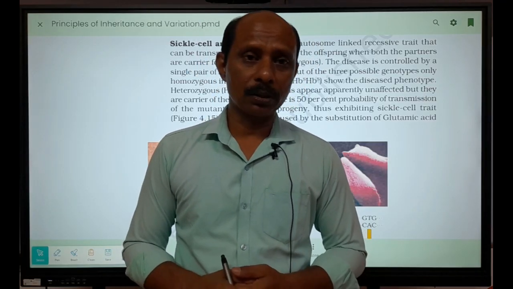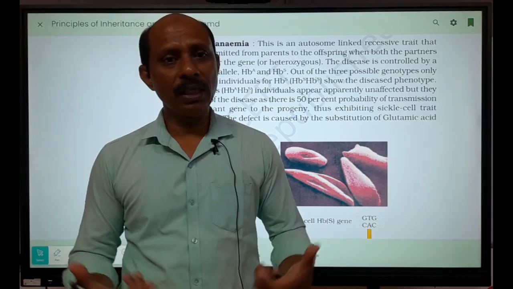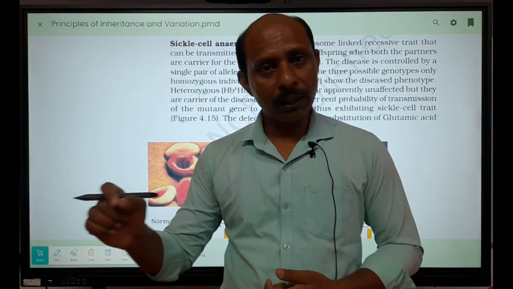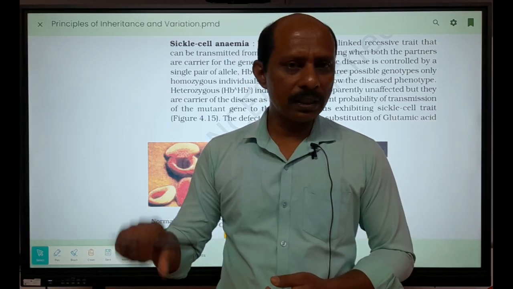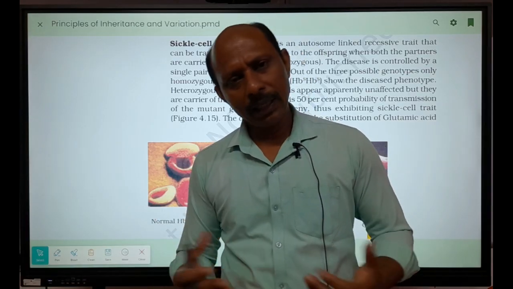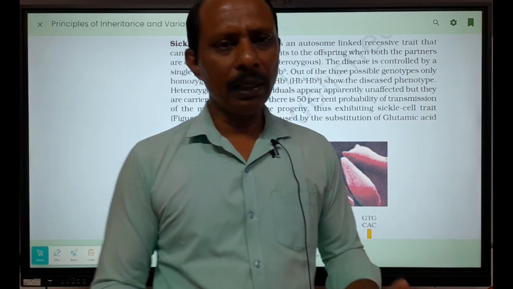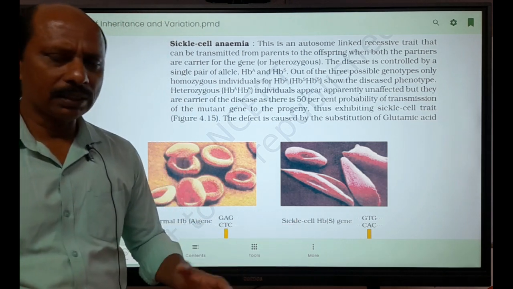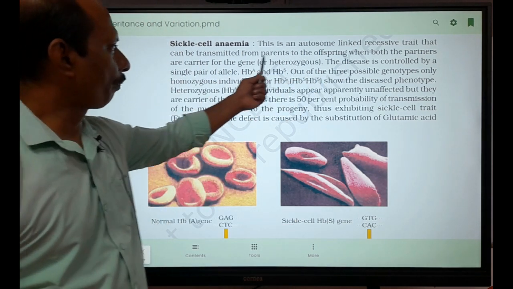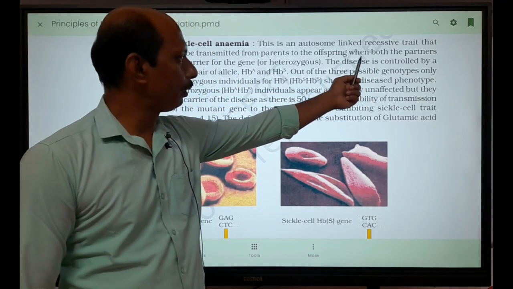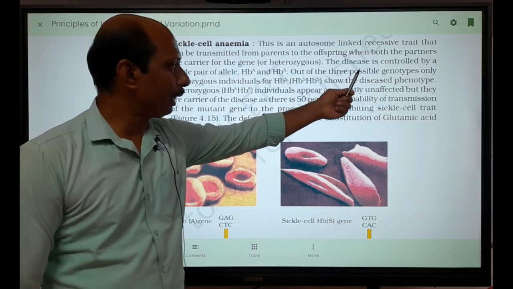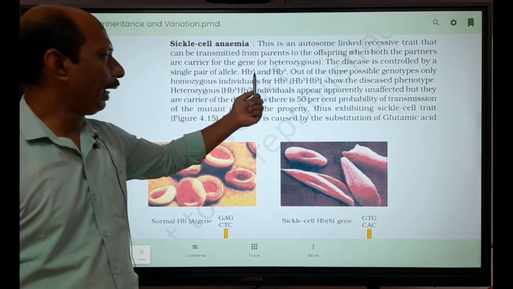But in the case of autosomes, both chromosomes are the same, dominant or recessive, we can say. If a recessive trait is present on one chromosome only, they cannot express it. That means in the case of autosomes, male may be a carrier, female may be a carrier. In both cases it is the same. That's why it is given that it can be transferred from parents to offspring. The disease is controlled when both parents are carriers for the gene, or heterozygous. The disease is controlled by a single pair of alleles, HbA, HbS.